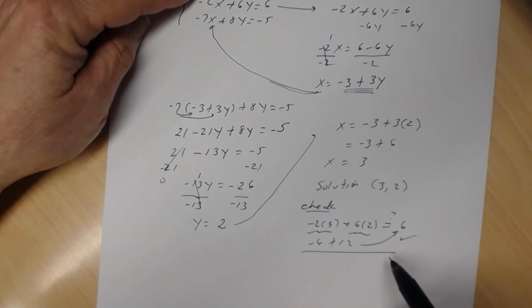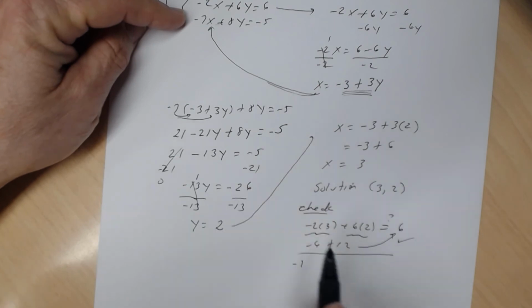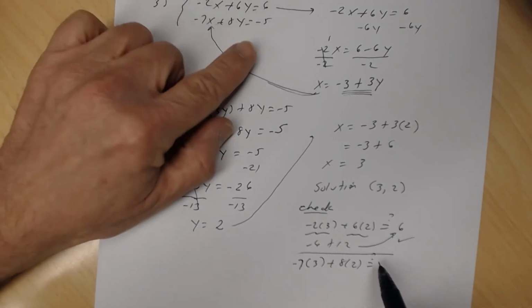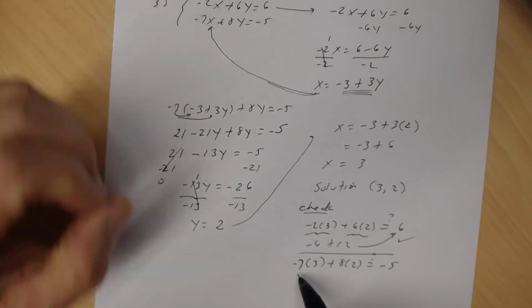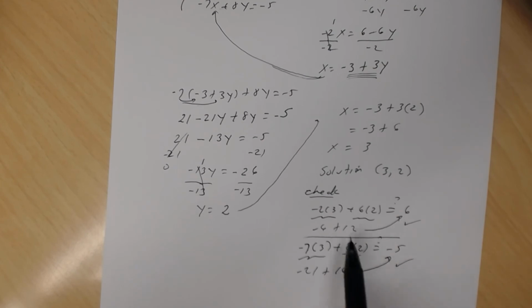Now let's check the other one. Negative 7 times x plus 8y equals negative 5. So negative 7 times x, x is 3, plus 8 times y, y is 2, and we'll see if that's going to equal a negative 5. Negative 7 times 3 is a negative 21, 8 times 2 is 16, and a negative 21 plus 16 is equal to a negative 5. So that's your solution.